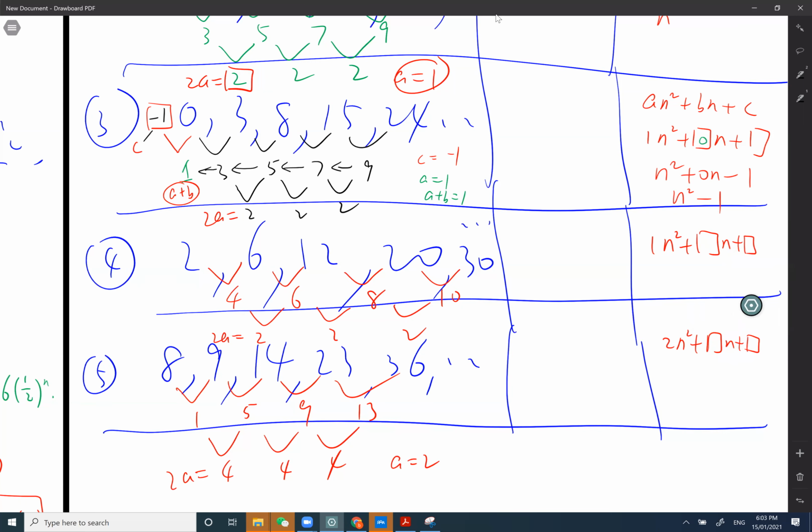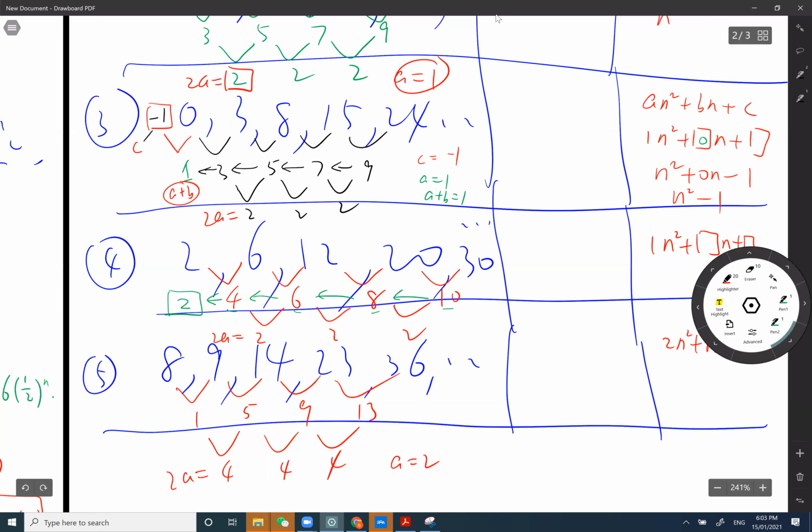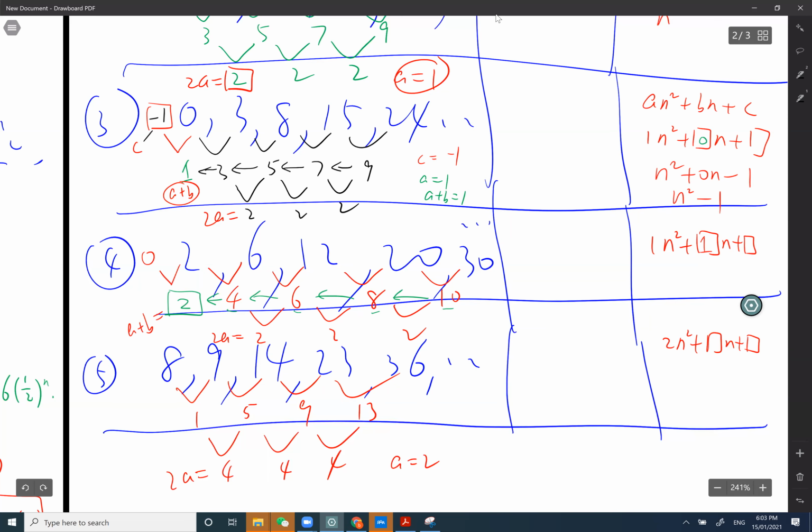For the second question, what's a plus b? The previous one: 10, 8, 6, 4, 2. This is the second difference 2, but this is a plus b. a is 1 already, so b equals 1. And the previous term is 0, so c is 0. So it's n squared plus n.